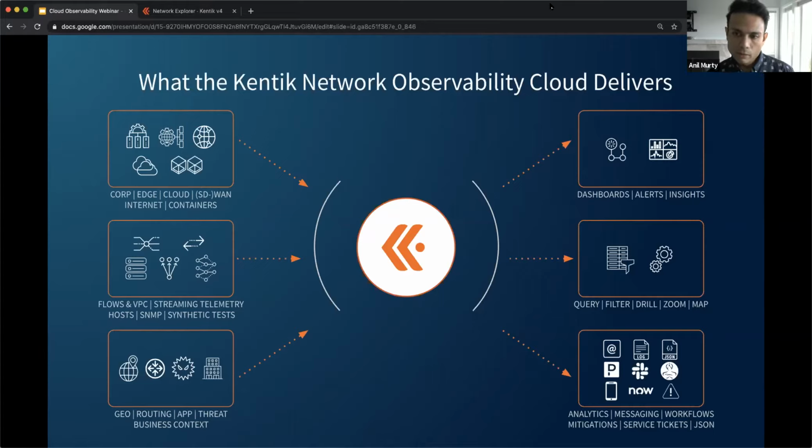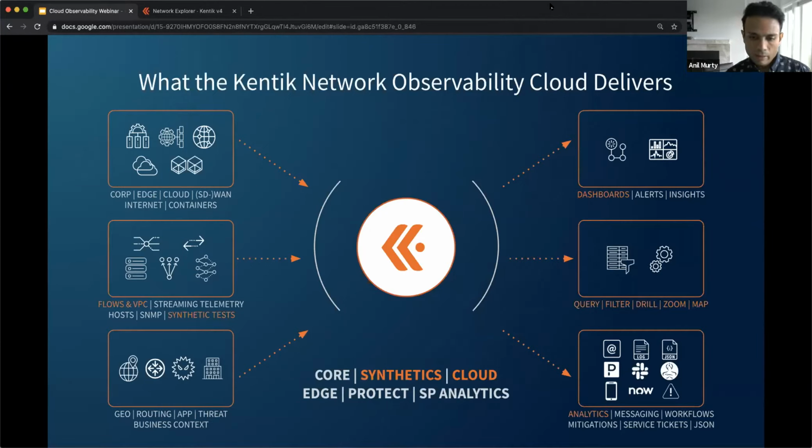So some of the common things that we provide you are dashboards and queries, as well as various analytics and integrations into your workflows. The way these things get surfaced within Kentik is through a suite of products, and those are the ones that you see at the bottom there. So they include basic cloud networking monitoring, as well as edge monitoring. We have a product that's specifically tailored towards security needs, and then, of course, service provider analytics.